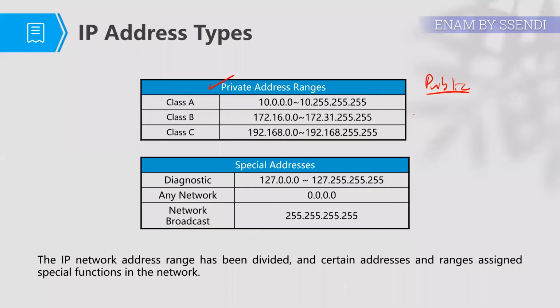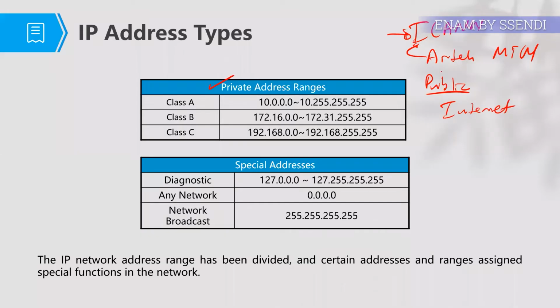And a public IP address is only assigned by an organization called ICANN, or by service providers like Airtel, like MTN, etc. You go ahead and buy them from them, and then you're able to get them. Any organization that requires access to the internet needs to buy a few public IP addresses.